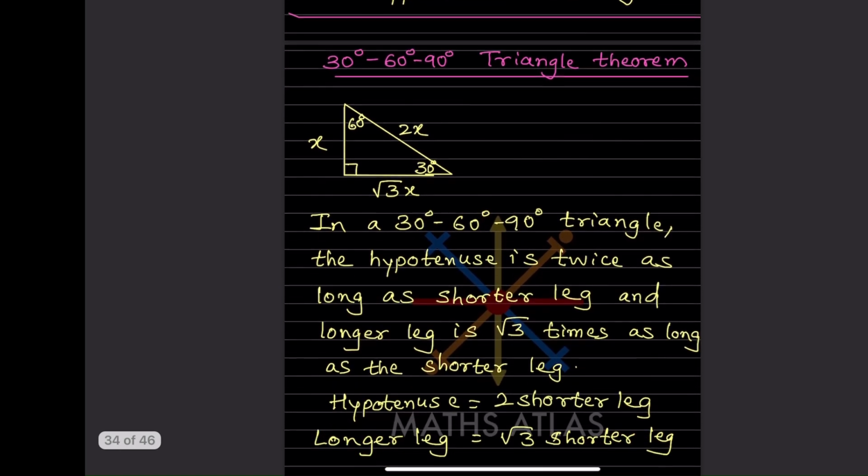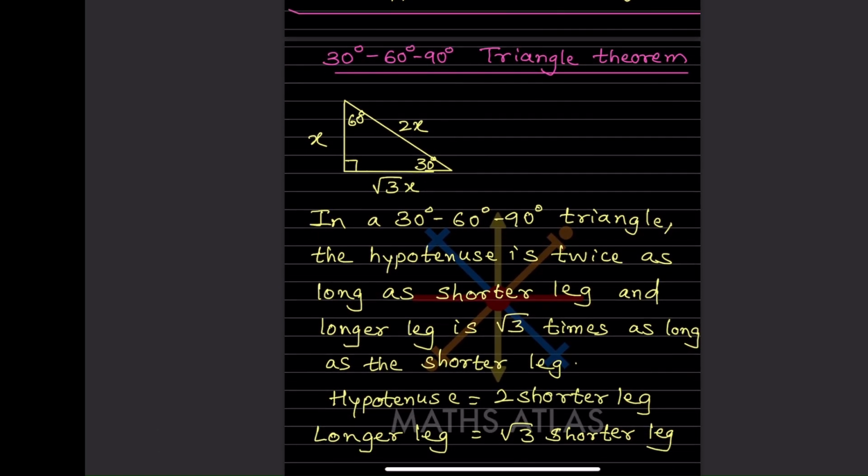Now the 30, 60, 90 degree triangle theorem. So now this is 90, this is 30 and this is 60. In a 30, 60, 90 triangle, this is the hypotenuse. It is twice as long as the shorter leg, and the longer leg is root 3 times the shorter leg. So this is the shorter leg and this is the longer leg.